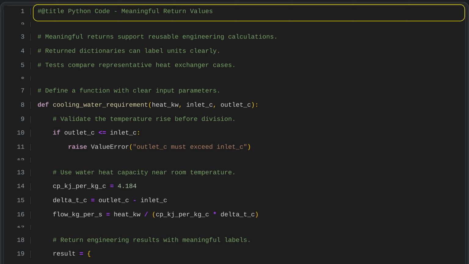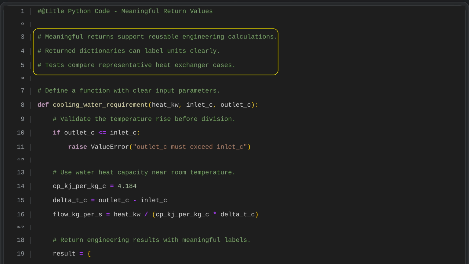Python code. Meaningful return values. Meaningful return values make engineering calculations reusable and easier to interpret. Using return dictionaries helps label units clearly, while tests check the approach against representative heat exchanger cases.